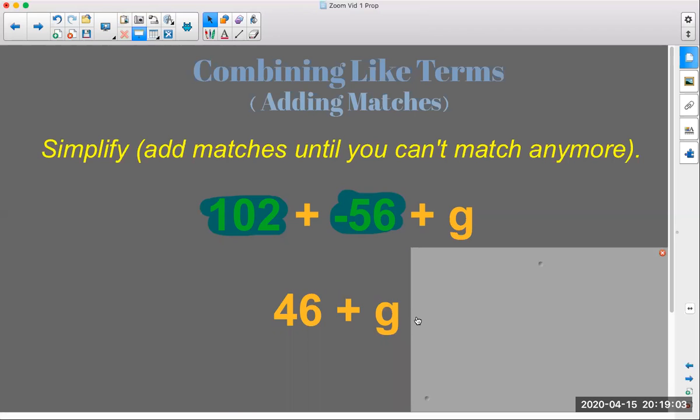Well, Miss Hamid, can't we just add the 46 and the G? No, because the 46 is a constant and the G is a variable. And constants do not match with variables. Got it? So this is as far as we can go. We're going to stop here. Let's do the second example, see what it looks like.